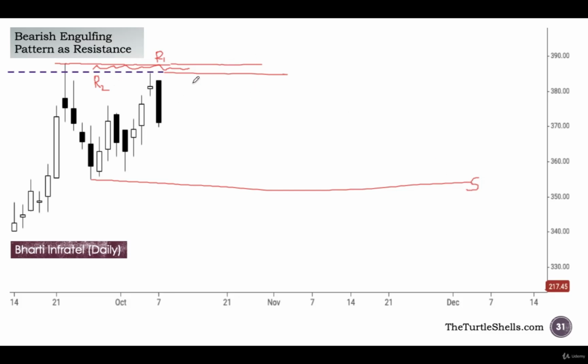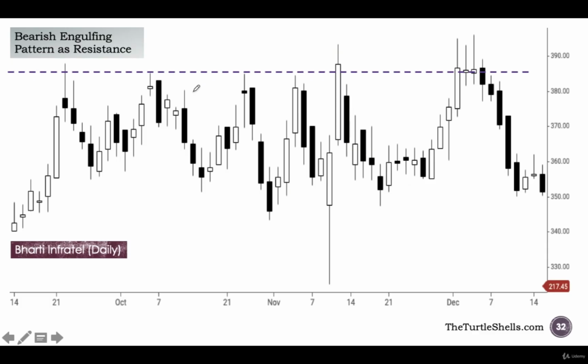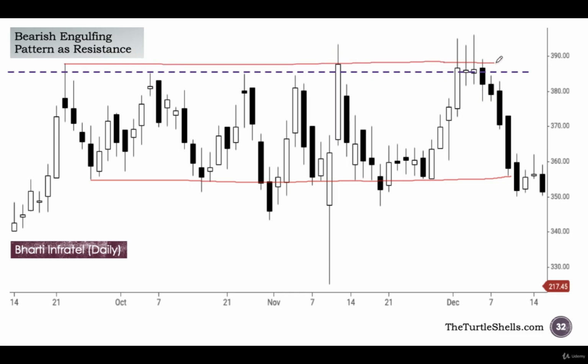So let's see what happens, because we are saying that the bearish engulfing pattern becomes our resistance. We have identified our resistance and support levels. As professional traders, we know what the resistance and support levels are. So let's look at what's happening at these levels. Let me first draw the support line and then we draw R1 and R2. Okay. So that's our zone. So this is R1 and the purple dotted line is R2. Okay. And this is S1.